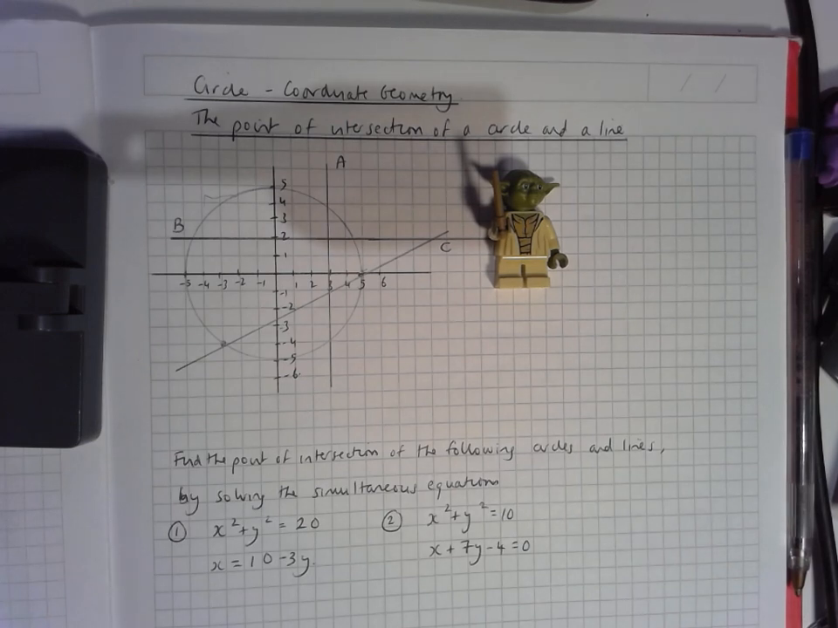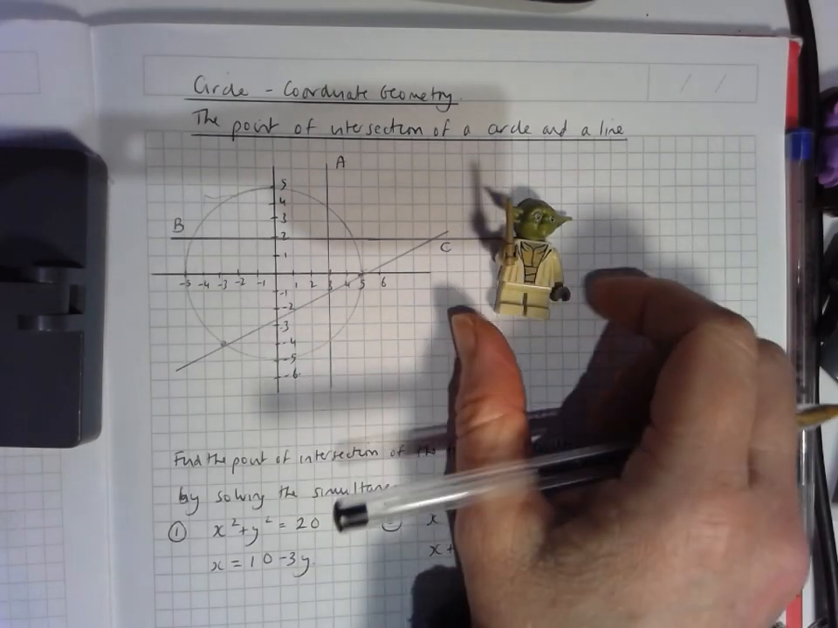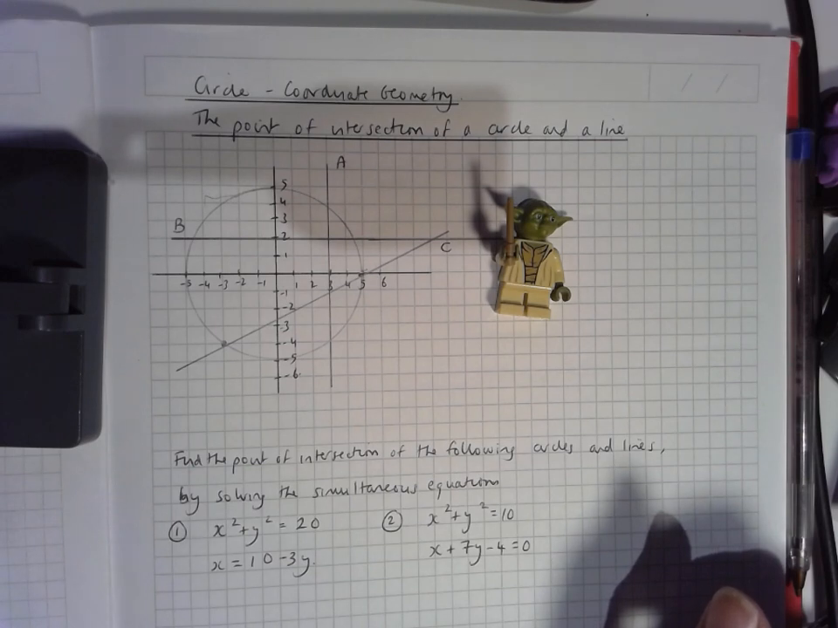I'm looking here at coordinate geometry of the circle, and this is probably part of the hardest part for some people. It's where we're finding the point of intersection of a line and a circle, and the reason it's hard for some people is because it's an algebra based type question. So let's just talk through what it looks like on a graph before we start the algebra part.